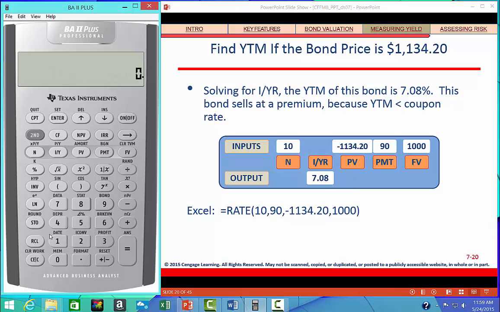And so to illustrate in the calculator for this one, we have 10 in, 1134.20 negative, because that would be the price, present value, 90 payment, and then 1,000 future value. And then I hit compute I, and I get the 7.08% that we see as the answer over here.